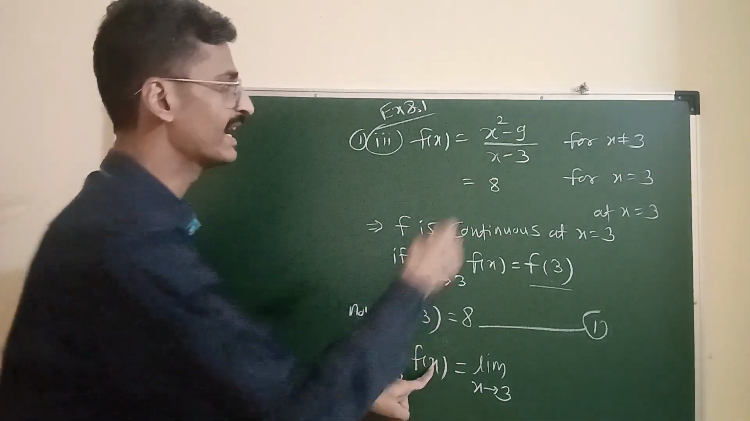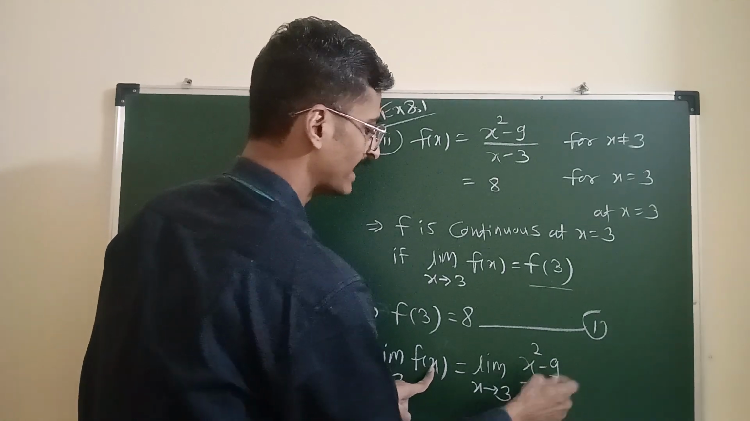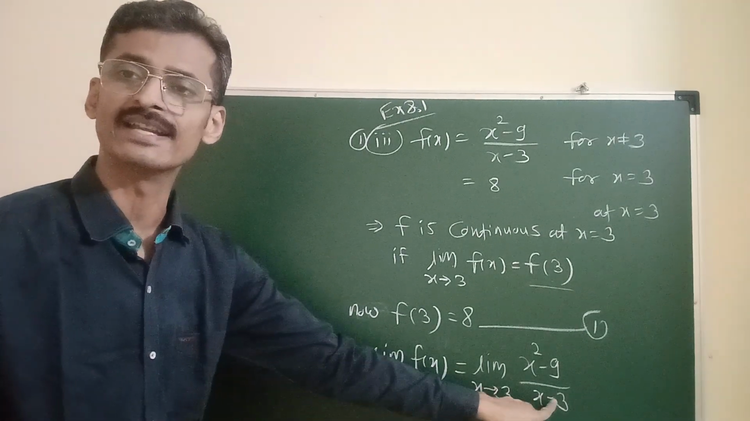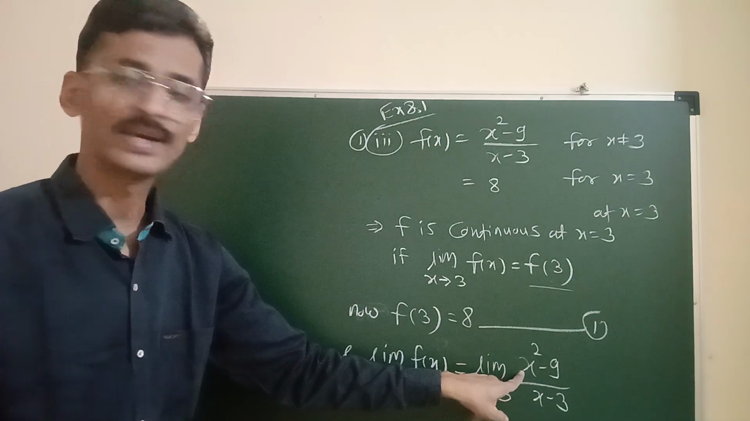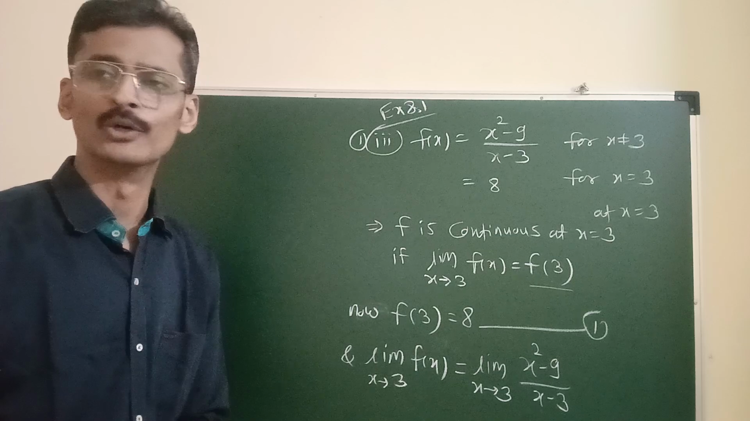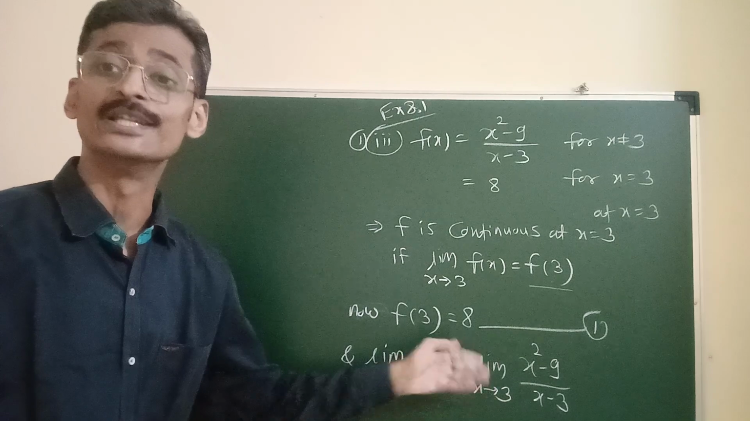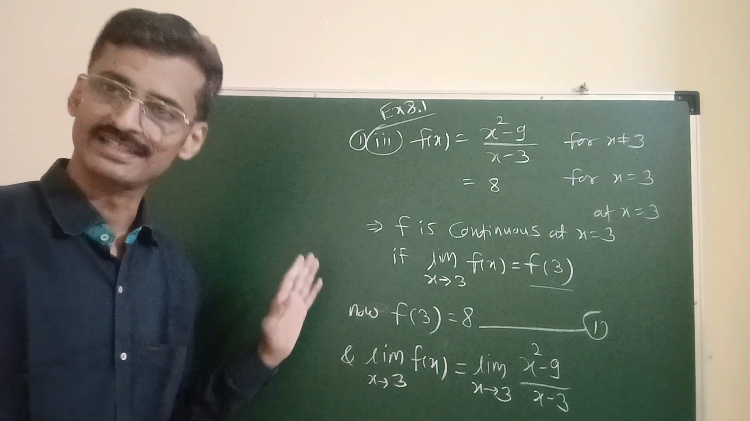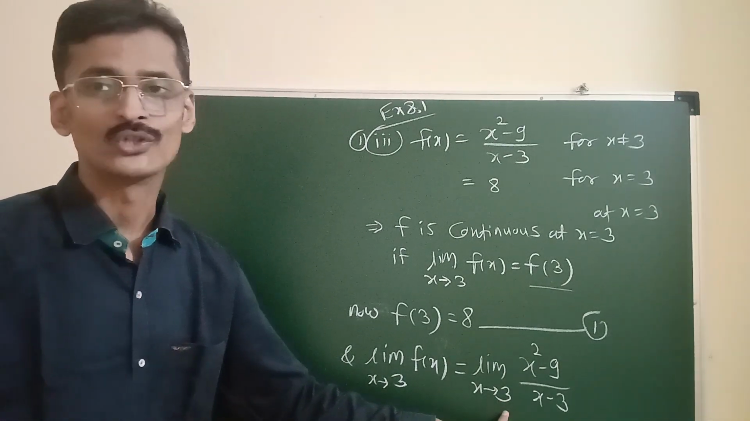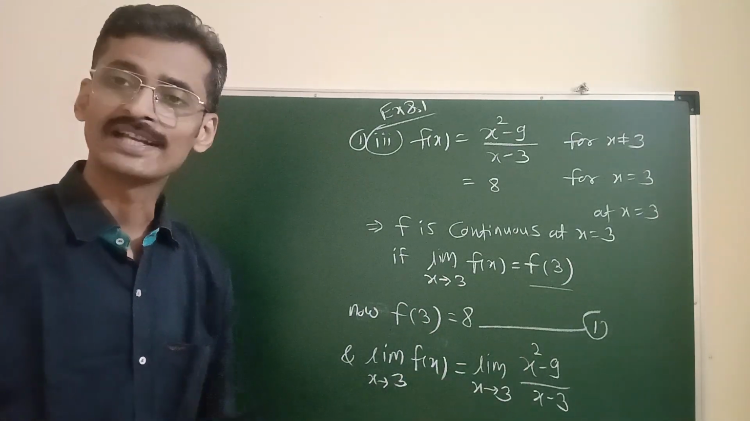So write this function as x square minus 9 upon x minus 3. Now check here, if we put x is equal to 3, 3 minus 3 is 0, and here 3 square is 9, 9 minus 9 is also 0. So this is 0 upon 0, and 0 upon 0 is not 0, right? So when the answer is 0 upon 0, we have to simplify this. So find out the factors, so that we get x minus 3 here and cancel that out.